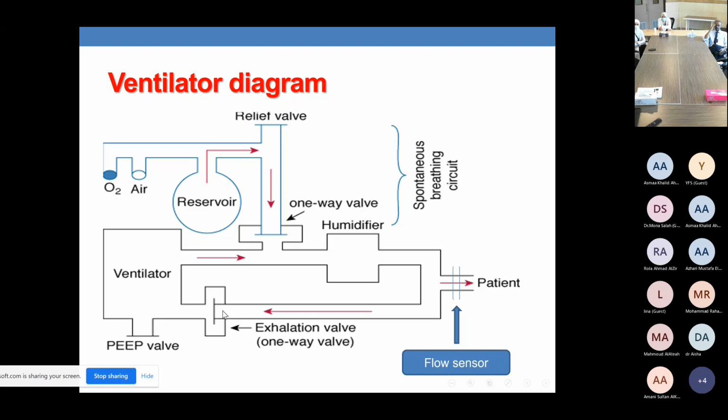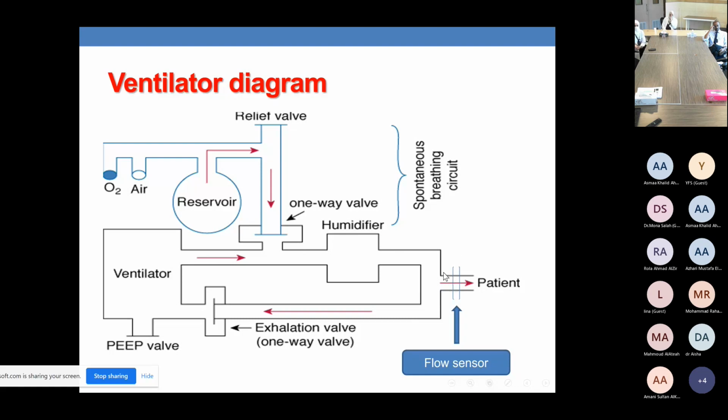This is the exhalation valve, which is a one-way valve, and there is a valve also for the PEEP. So you set the PEEP, there will be continuous pressure, and when there is a PIP, the exhalation valve will close, so the ventilator will generate pressure in the tubings. This pressure will be transmitted to the patient to inflate the lung.